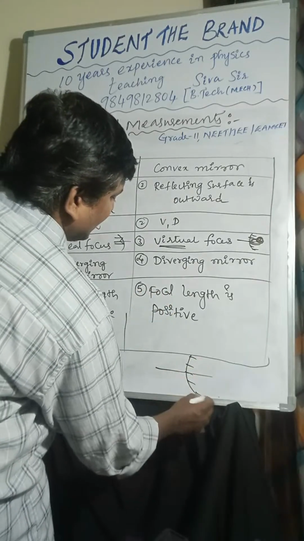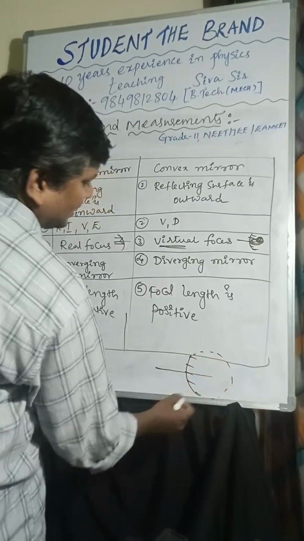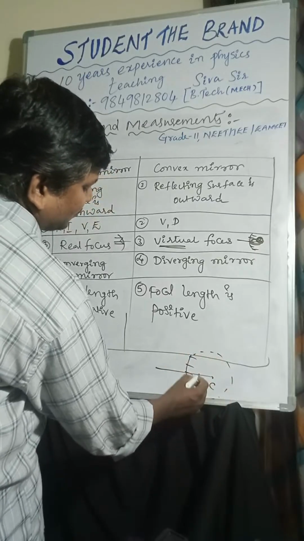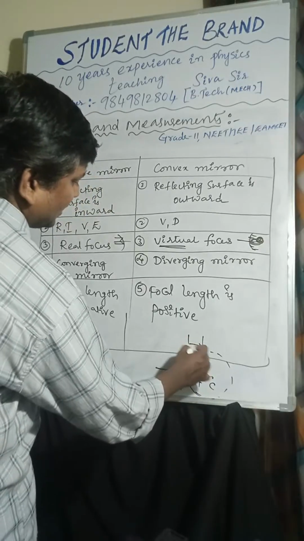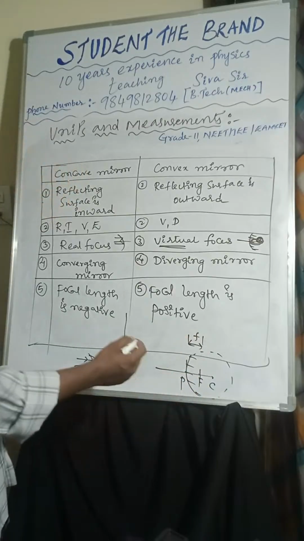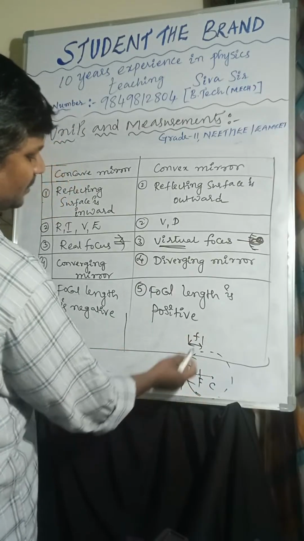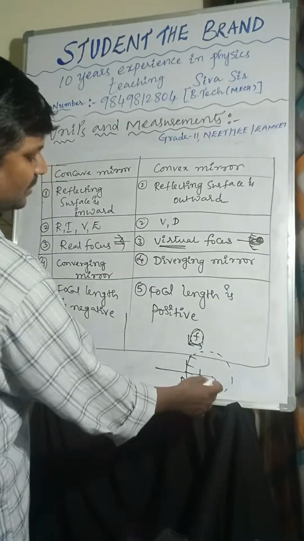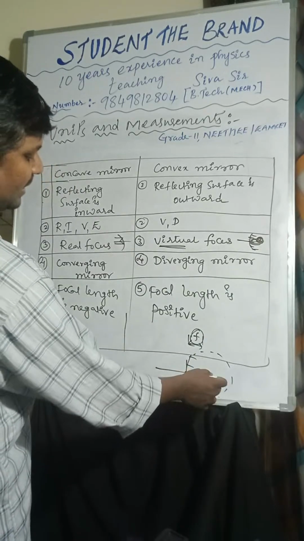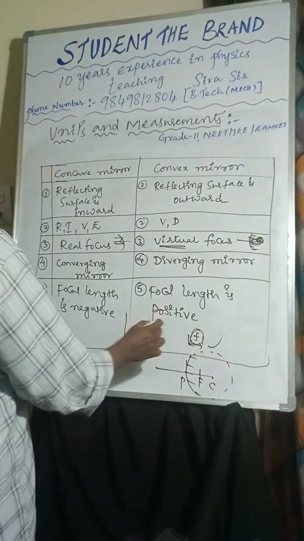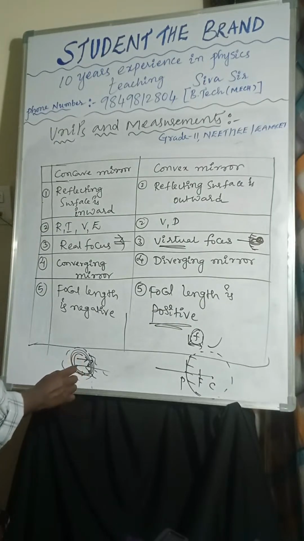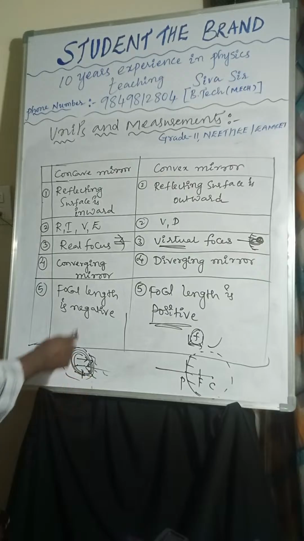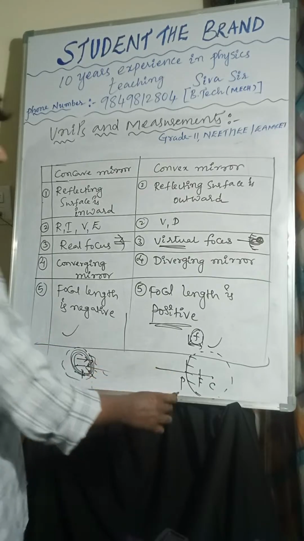So here you can see, this is the center of curvature. This is the focus. This is the pole. The distance between focus and pole is called focal length. The focal length is in the direction of incident light. That's why it has positive focal length, whereas here the image is forming on this side only. So focal length is negative here, and focal length is positive here.